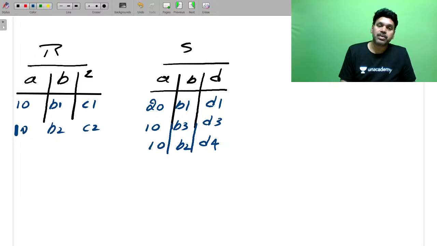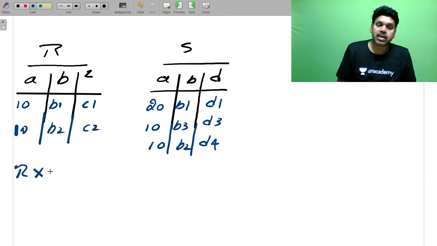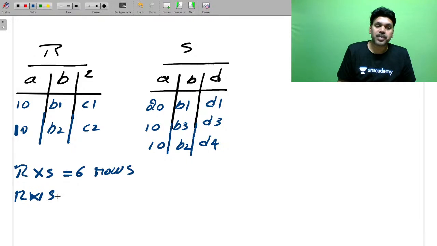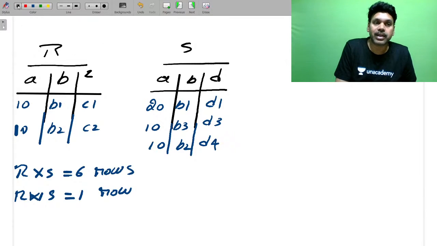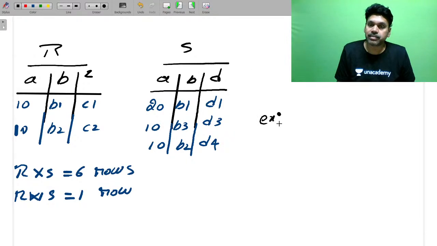Now I want to go for, we know what is that? R cross S means 6 tuples you are going to get. R natural join S means you are going to get only one row. Already we have seen. Now I am asking a different example. What is that? Listen.